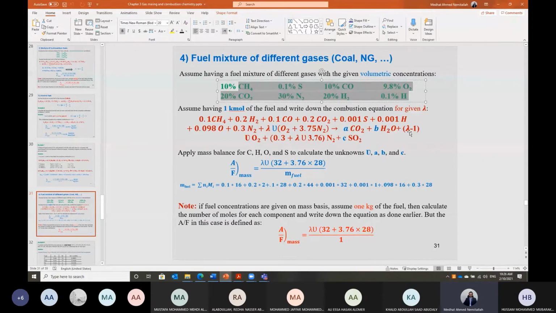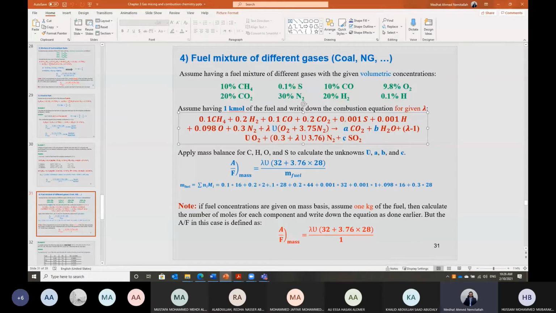In this case also, for a given lambda, we should actually have lambda minus 1 gamma O2. N2 coming in is the same as N2 leaving, but the fuel itself has some N2. So we have 0.3 N2 plus lambda by gamma 3.76 N2. So this is actually the N2.